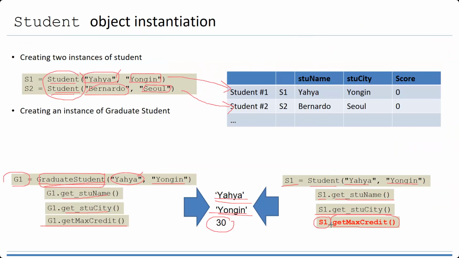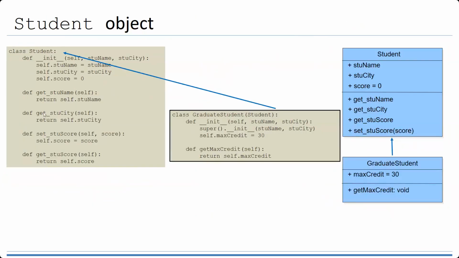Why? The maximum credit is not possible. Why? Because it belongs only to the graduate student. You cannot, as a student, you don't have the access to this method. But as the graduate student, because it inherits the student, so you can use all the methods from student.